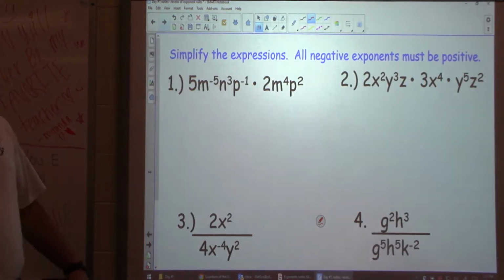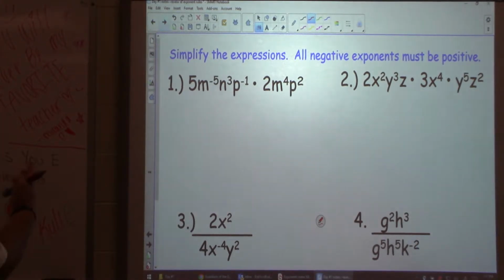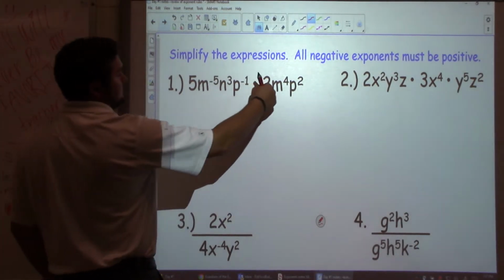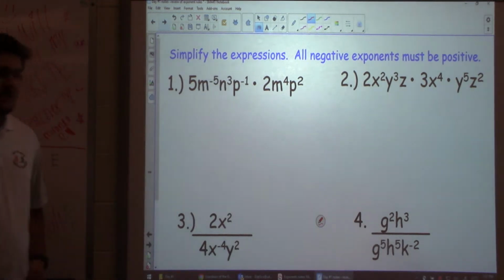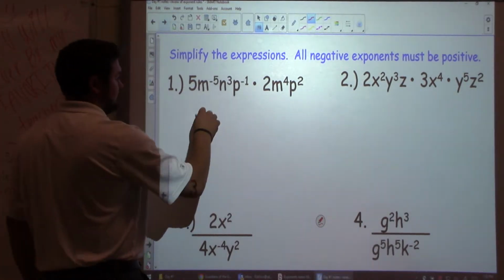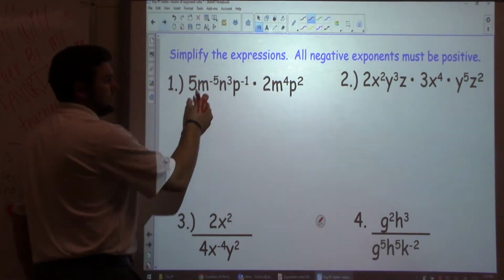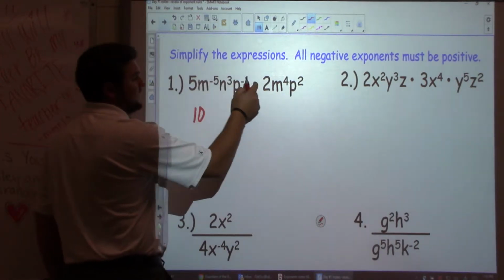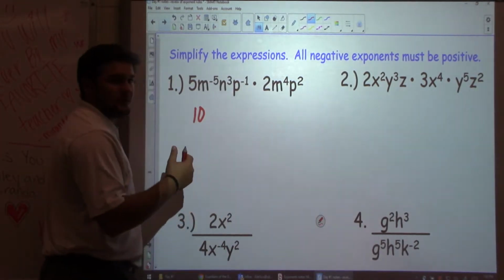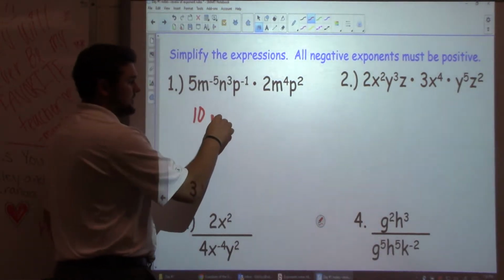So let's try some. First and foremost, let's do our multiplication. 5m to the negative fifth n cubed p to the negative first times 2m to the fourth p squared. Well, let's multiply our like terms. First of all, our whole numbers. 5 times 2 will give me 10. Then I'm going to do my bases of m. m to the negative fifth times m to the fourth will be m to the negative 1, right?